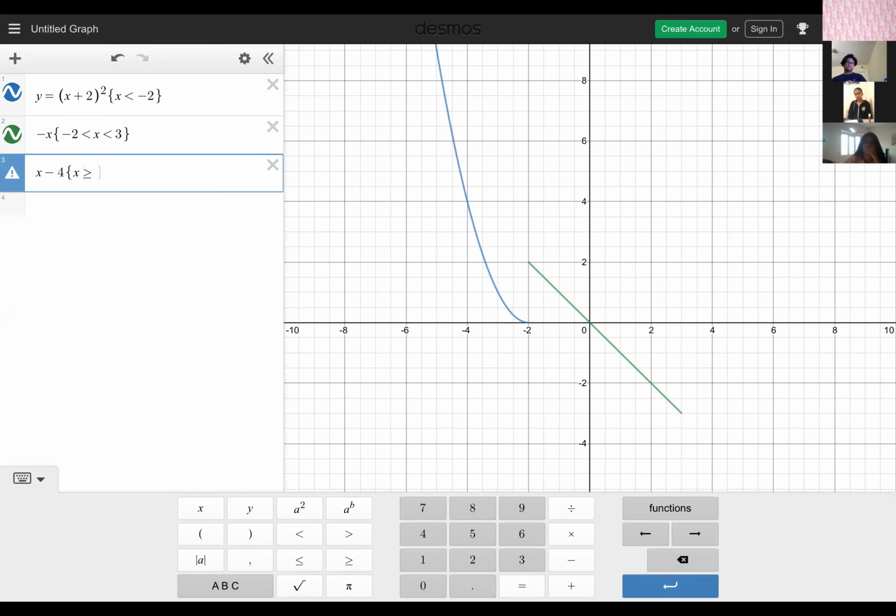Mr. Morrison, how do you do greater than or equal to on a graph? On your graphing calculator. I don't have the same one as you guys. Never mind. I found it.